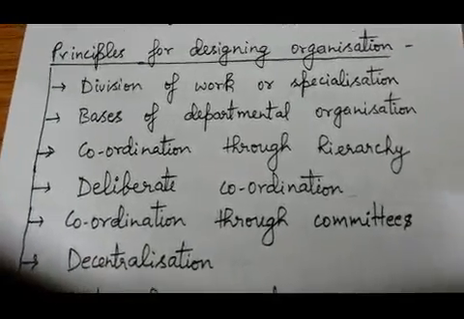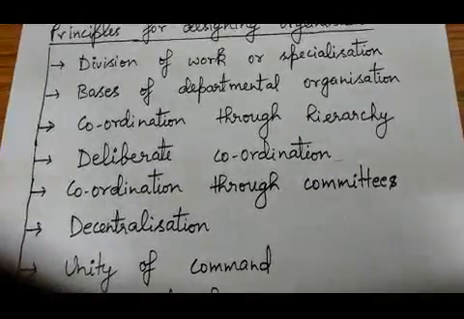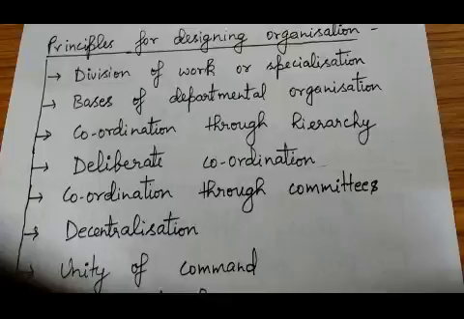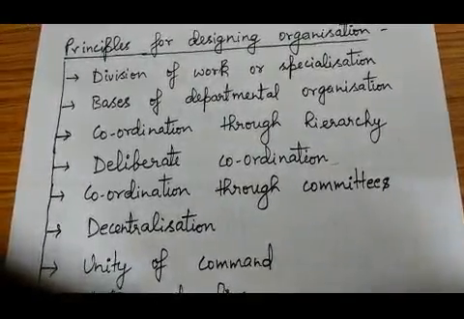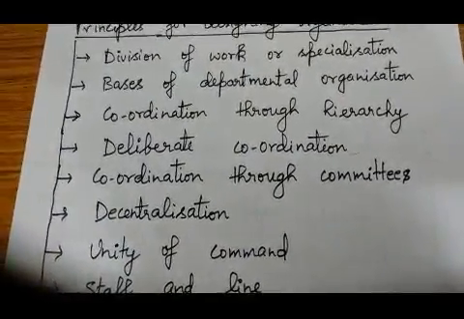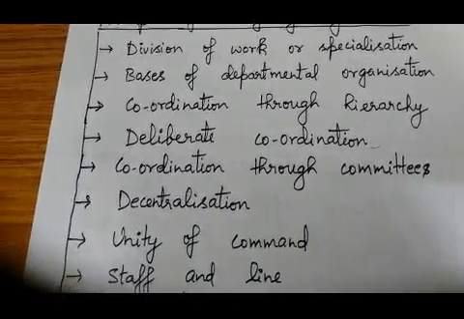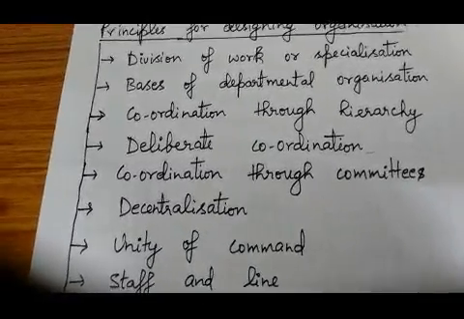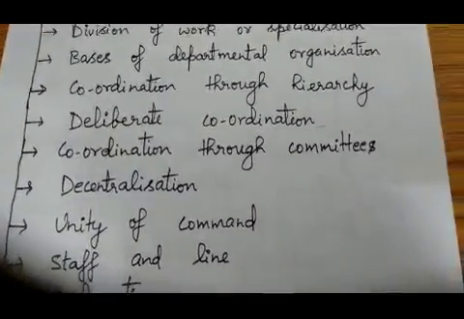Then coordination through hierarchy. They are also talking about unity of command, and hierarchy means order. Everyone should know what their place in the organization is, whom they should report to. Then deliberate coordination. Deliberate means the organization should be made such that there is automatic coordination between each other.